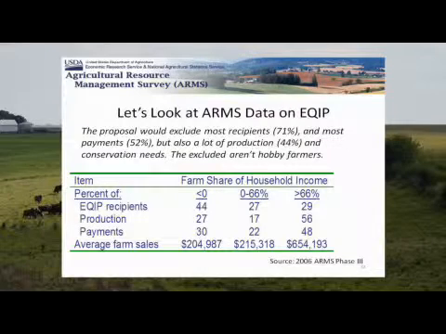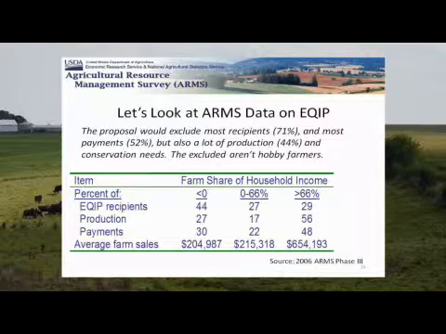We generated the following table using ARMS data. That is, we sorted ARMS EQIP recipients, people who are already in the program, this was in 2006. We sorted them into three categories. Those that got at least 2/3 of their household income from farming. Those were the people that would still be eligible under this proposal.